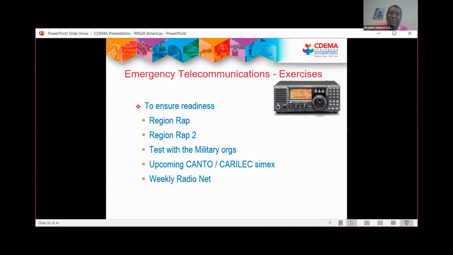At CDEMA, we know that exercising is a very important thing and it ensures readiness. So far for this year, we've had, and these are just specific telecoms exercises, Region RAP. We've had Region RAP 2. We've done some tests with the French military specifically. We have an upcoming test simulation exercise with CANTO and CARTEL, and we run weekly radio nets to ensure readiness.